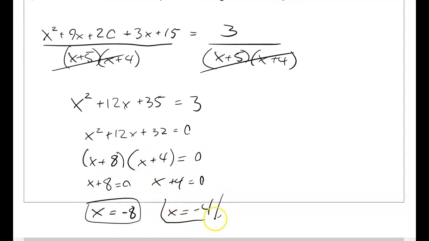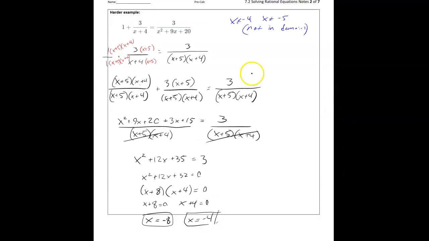So we may think we're done and we have 2 solutions to our rational equation. We would be wrong, right? So remember, we noted that x was not allowed to be negative 4 before we solved this. So we're going to cross that one out. That's called an extraneous solution. So we've successfully solved our rational equation, but x equals negative 8 is our only solution.